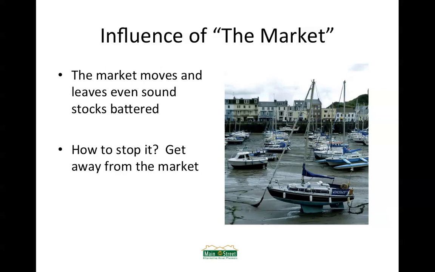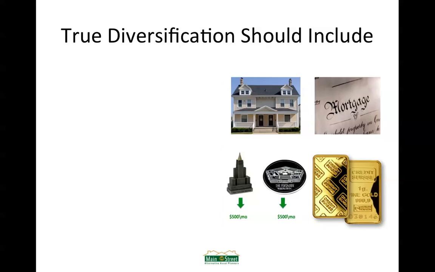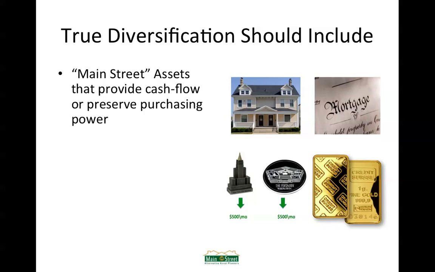Well, how do you get away from having your portfolio beaten up just because the entire market moves down? Well, the way to stop it is to get away from the market. In fact, we believe that true diversification cannot be all on the stock market. We probably should start to include some Main Street type of assets instead of all Wall Street assets.